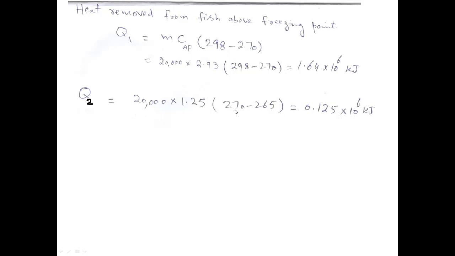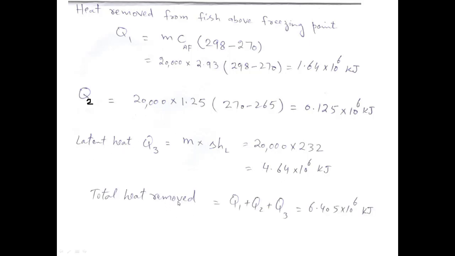The third heat is a sensible heat from minus 3 to minus 8 degrees centigrade, but now we'll use the Cp value below the freezing point. And the latent heat is the one I discussed with you, minus 3 degrees centigrade to minus 3 degrees centigrade. So that's the value. The total heat removed is Q1 plus Q2 plus Q3. That's the total heat we have to remove from the fish in order to achieve the cooling.